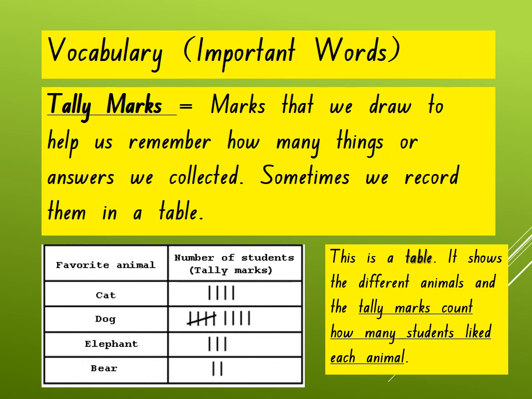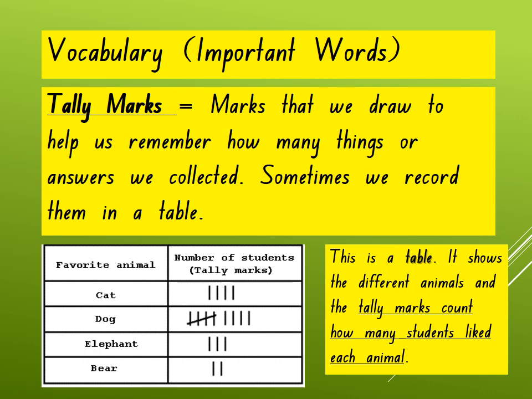Tally marks. Tally marks are marks that we draw to help us remember how many things or answers we collected. Sometimes we record them in a table. So if you have a look, here is an example of a table. This is a table. It shows the different animals. So I can see it says favourite animal, cat, dog, elephant, bear. And then on the right it says number of students, tally marks.